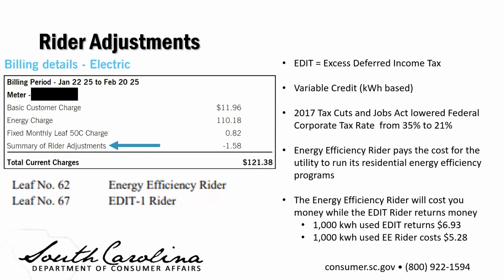And for Duke Carolinas customers, the EDIT flowback is putting downward pressure on your power rates, but it's going to run out by 2026, causing an increase in rates.